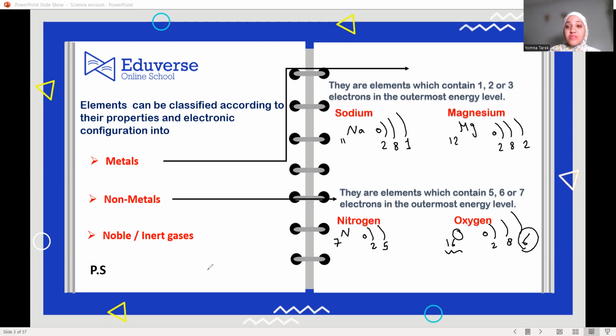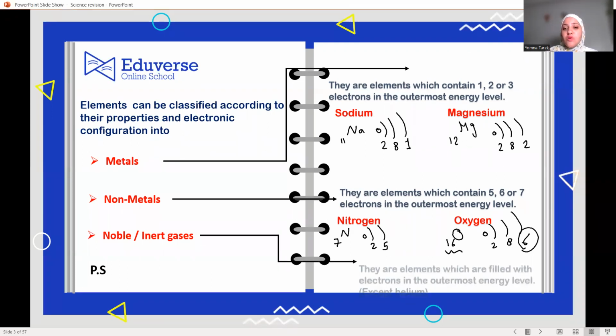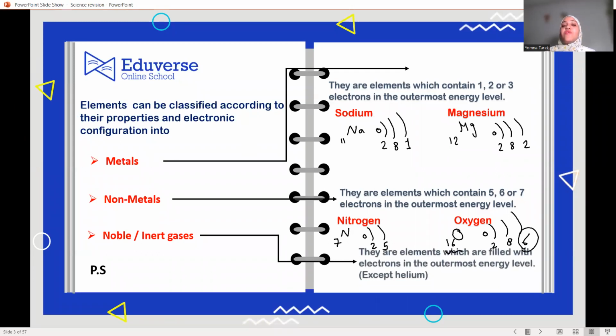Okay, what about noble or inert gases? These are elements which are completely filled with electrons in the outermost energy level. Like for example, argon, like for example, neon. Noble gases are completely filled with electrons in the outermost energy level, except helium. So we have here helium, we have here neon. What is the meaning of completely filled with electrons? This means that the outermost energy level contains 8 electrons.